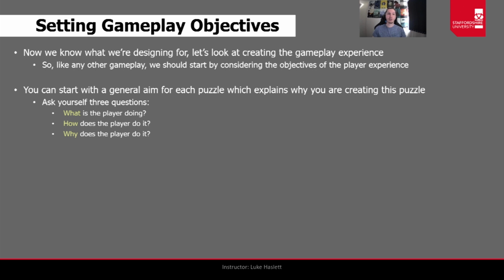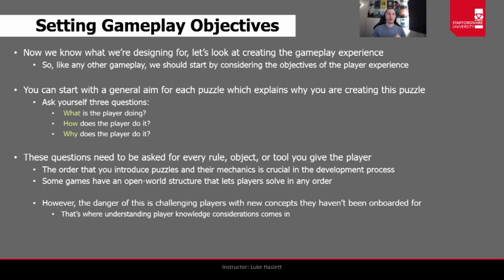3 simple questions: what is the player doing, how are they going to do it, and why does the player do it? Now these questions need to be asked for every rule, object, every tool that you're giving players in your game. The order that you introduce puzzles and their mechanics is really crucial to that developmental process. Some games have an open-ended structure in open world scenarios that allows them to solve puzzles in any order, so that's why you have to be able to understand these 3 answers.